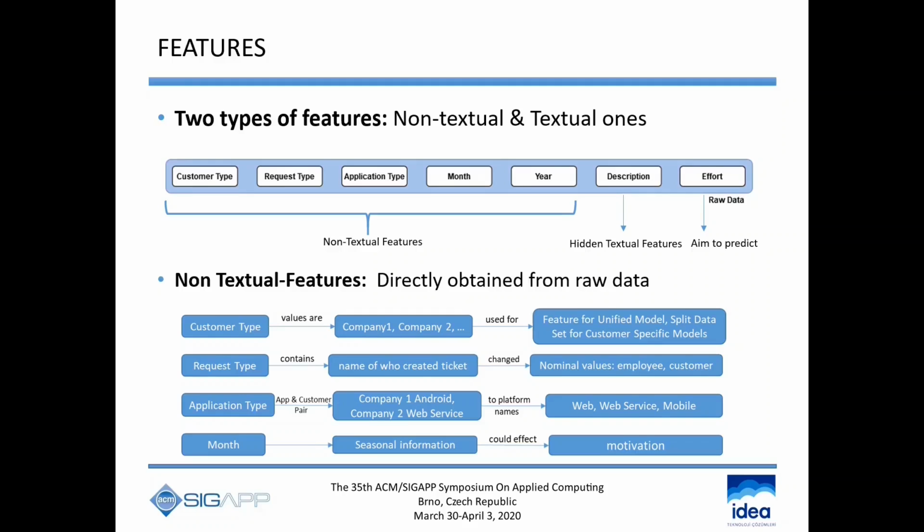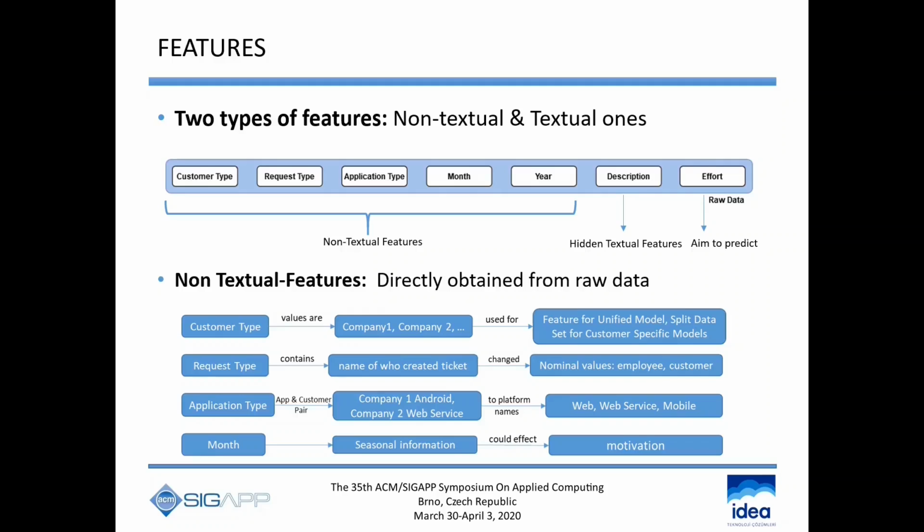The request type field stores this information. We think there is a difference between a ticket created by a customer or by our employee. When the support team creates the request, the solution may be faster because the employee is actively involved in that request directly. Application type stores the application and customer pair. For example, company 1 Android, company 2 web service, etc.